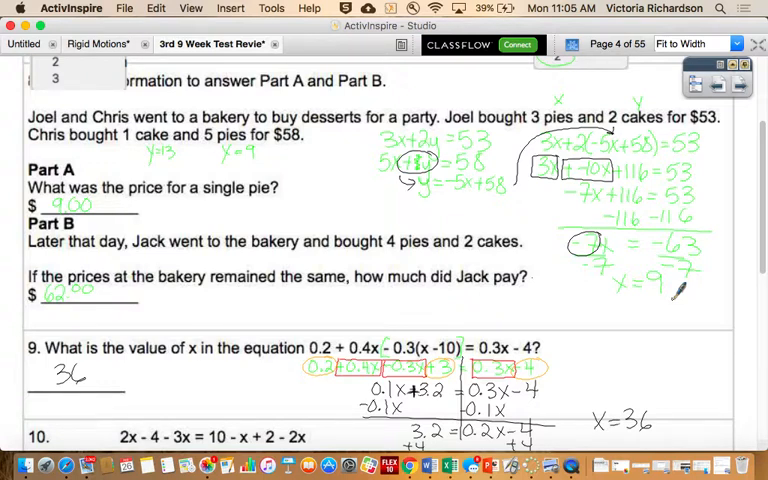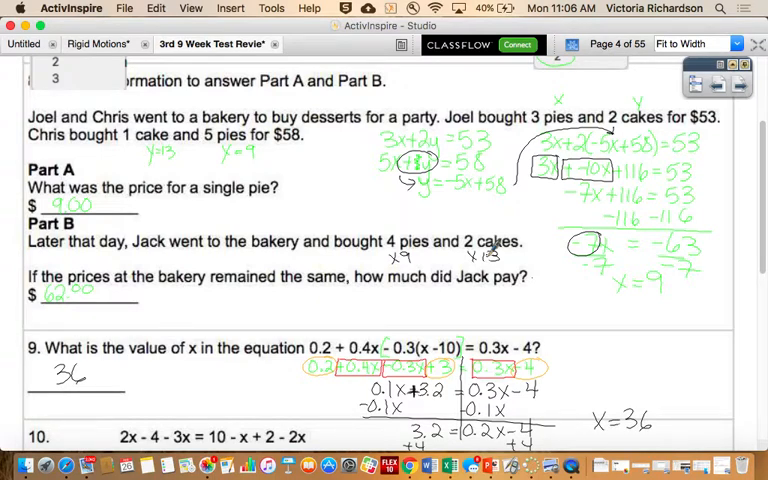Well, we know how much the pies are. They were 9, right? So I can look here and I can say, okay, Chris bought 5 pies and they were $9 a piece, so that's $45, right? So if this is $45 and he spent a total of $58, I can subtract 58 minus 45, and that's going to give me the price of my cake, which is y equals 13. So a cake costs $13. So if I multiply 4 times 9 and 2 times 13, I'm going to get $62. So the total at the end of the day for Jack was 62.